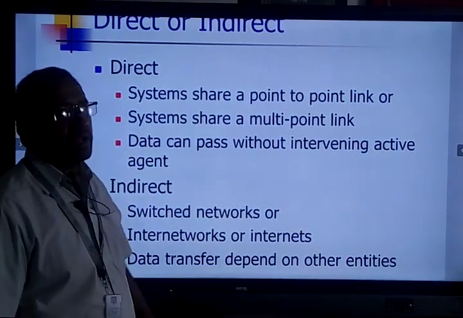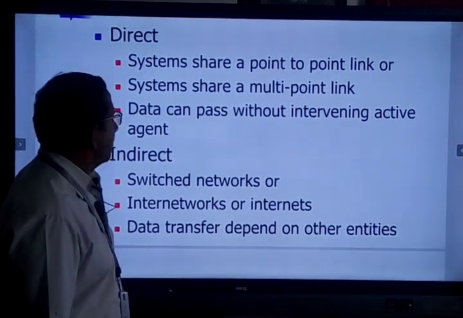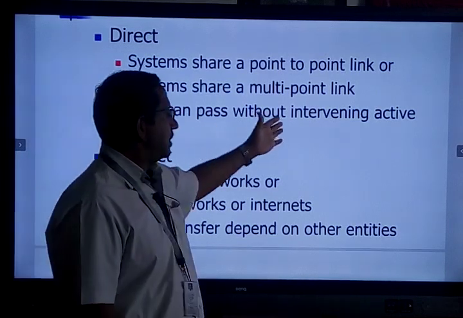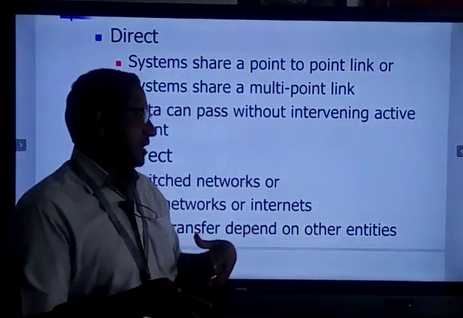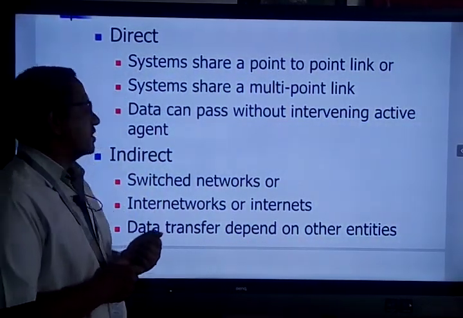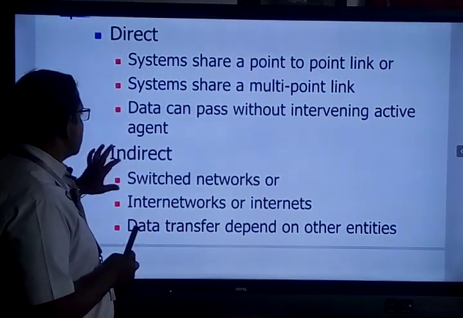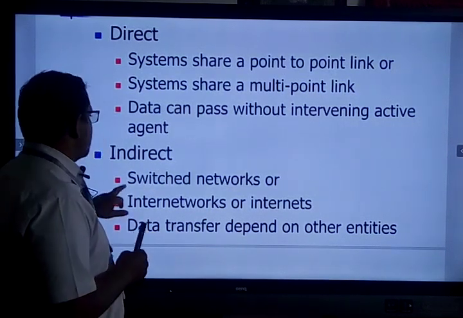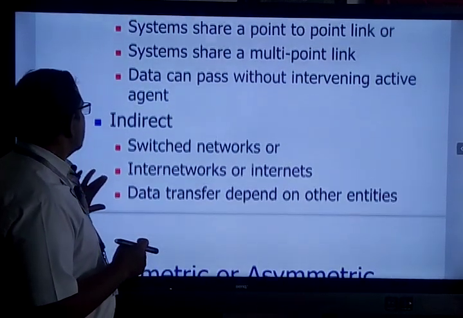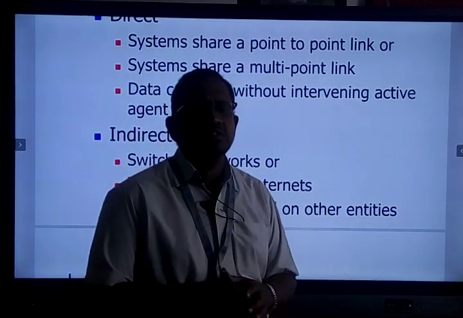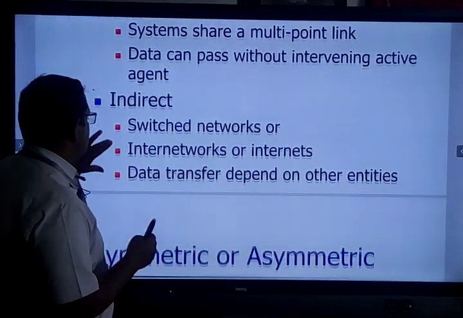Or systems share a multi-point link. A multi-point link also comes under a direct link. Data can pass without an intervening active agent. That means there is no repeater or amplifier in between, so the data is straight away transmitted. What is the next protocol characteristic? It is called indirect, which is nothing but switched networks or internetworks. Indirect means we use switched networks. Just now we discussed circuit switching and packet switching. All these come under switched networks.